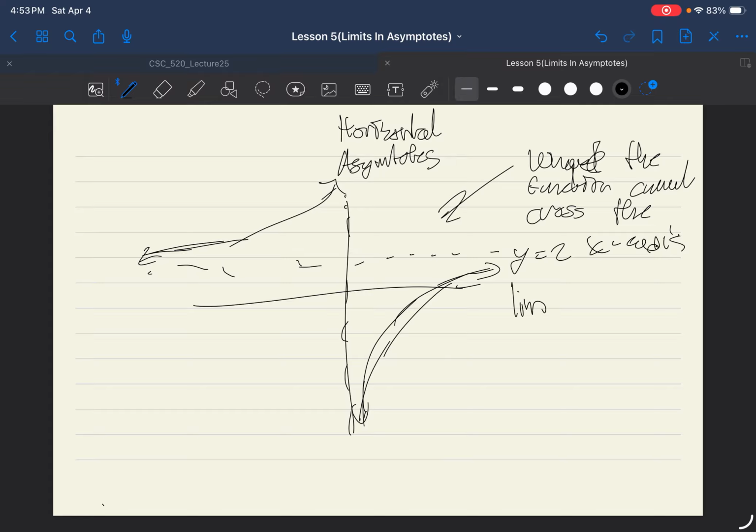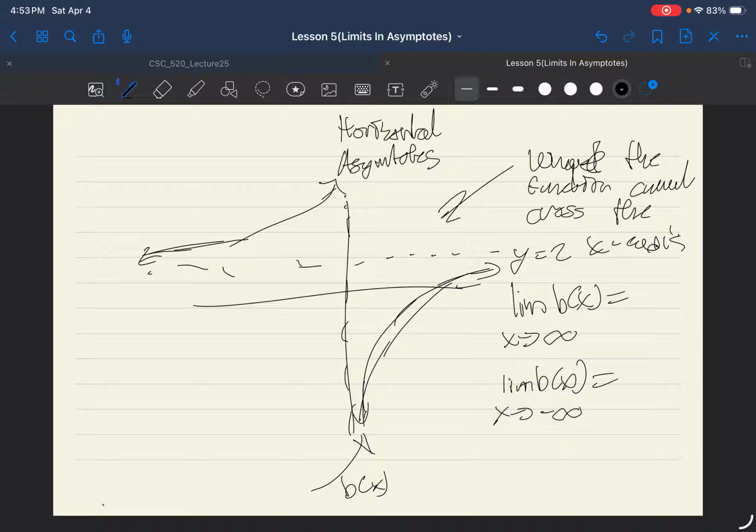The limit as x approaches infinity, limit as x approaches negative infinity. Remember, horizontal asymptotes define end behavior. They define what it's going to look like at the very ends of the function. We're just going to call this b of x. So the limit as x approaches infinity is going to be 2. And this is also going to be 2.